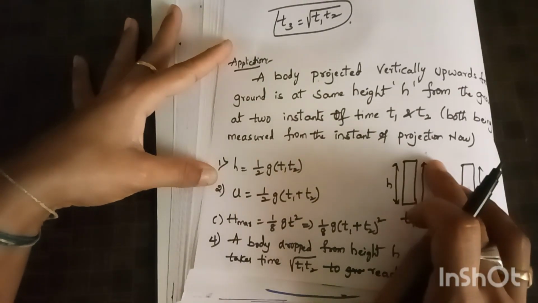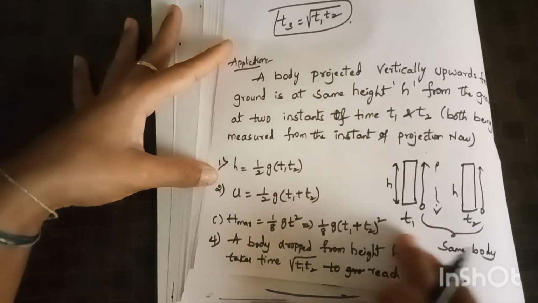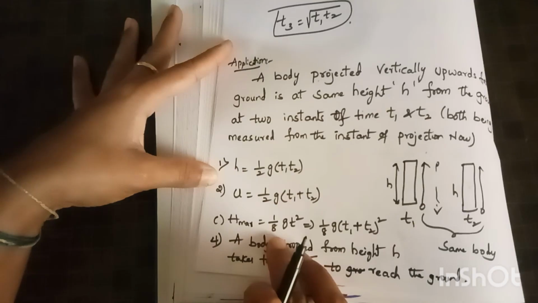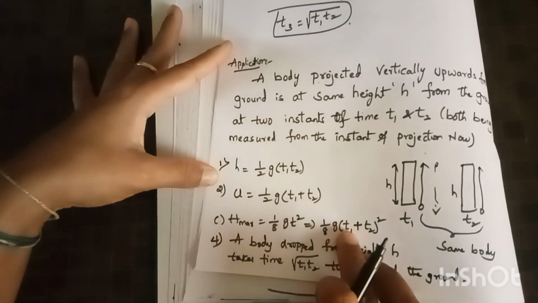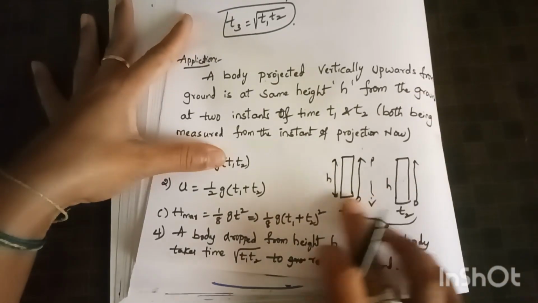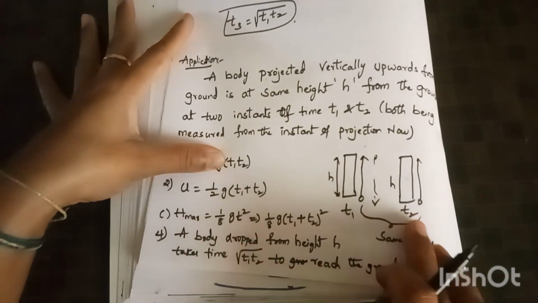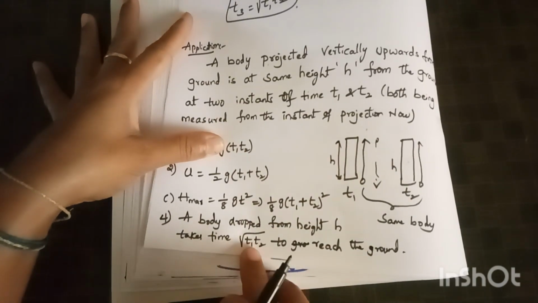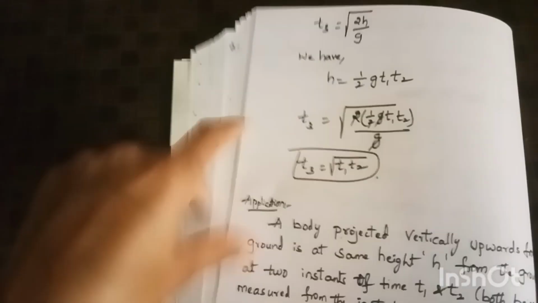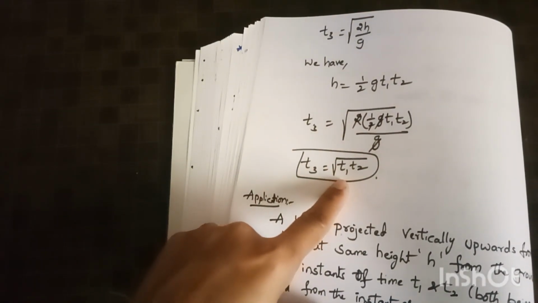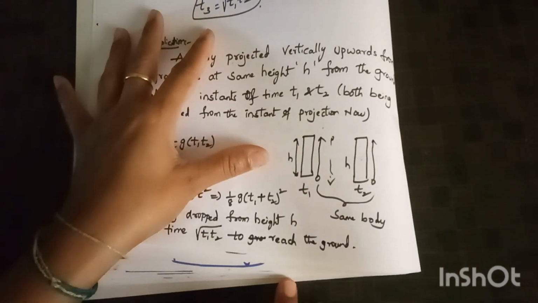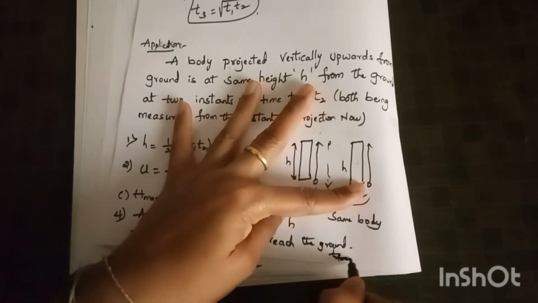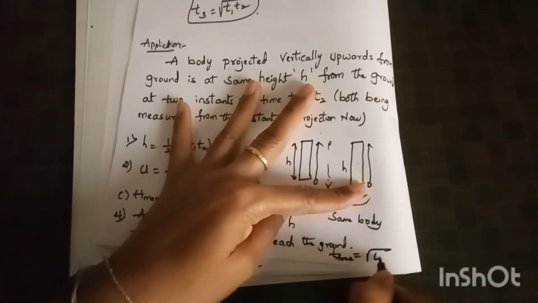The body projected upward, after reaching the maximum height, reaches the ground with time t1, and this will be the time t2. Same body. So 1 by 8 g t square, where the t time will be (t1 plus t2) whole square. I wrote the same body now in the form of a combination of the times. A body dropped from the height h, the time taken to reach the ground is under root t1 t2. Same as this, under root t1 t2. Freely falling now to reach the ground after reaching the maximum height, u will become 0. So under root t1 t2. That will be t free. T free means the time taken by the freely falling body, under root t1 t2.